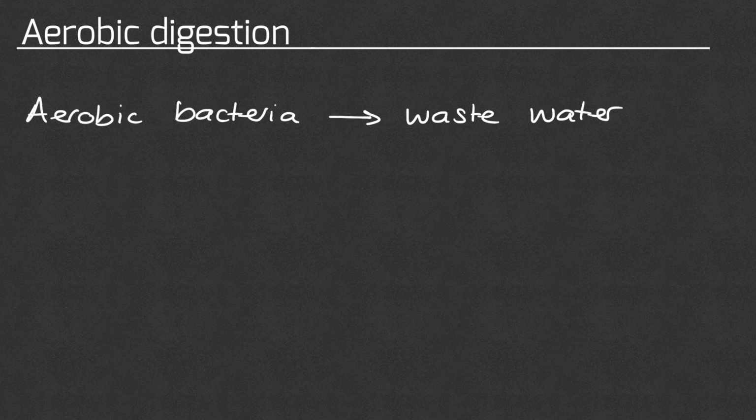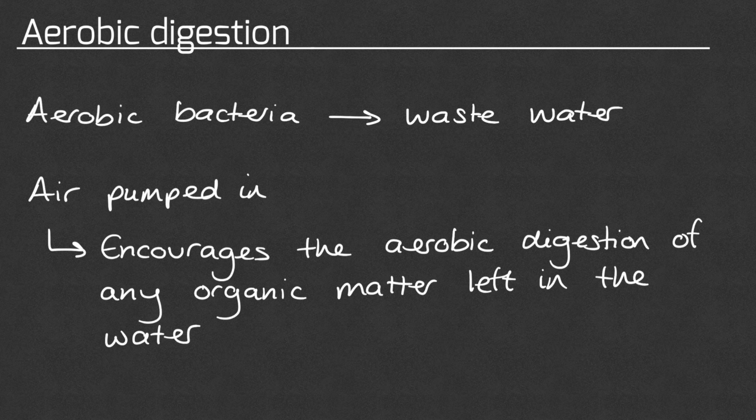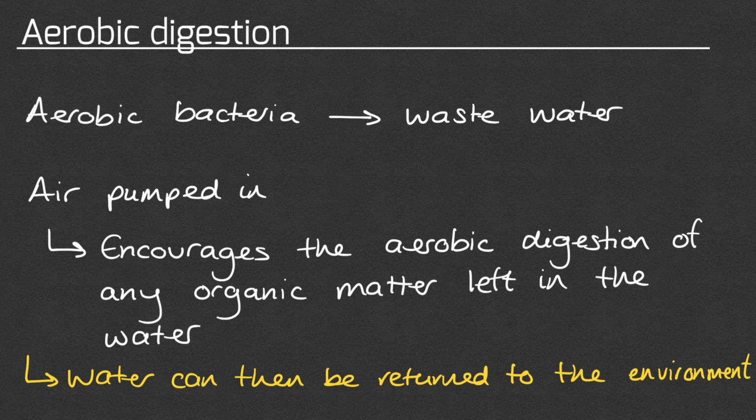On the wastewater from that tank, we then use aerobic bacteria to break down the organic matter further. We pump air into the tank, which encourages the bacteria to do aerobic digestion of any organic matter left in the water. So remember, aerobic means it involves oxygen, so we need to pump air in to promote this process to happen. And after this stage, the water can then be returned to the environment to go back into the water cycle.